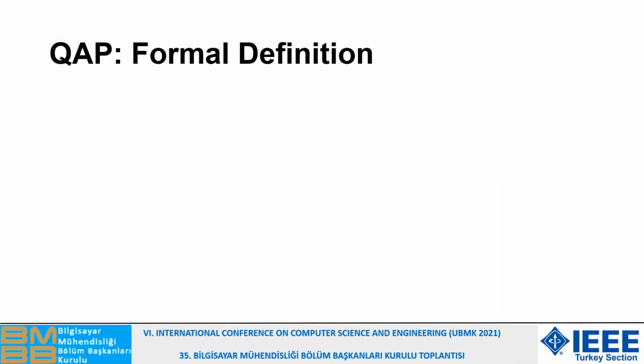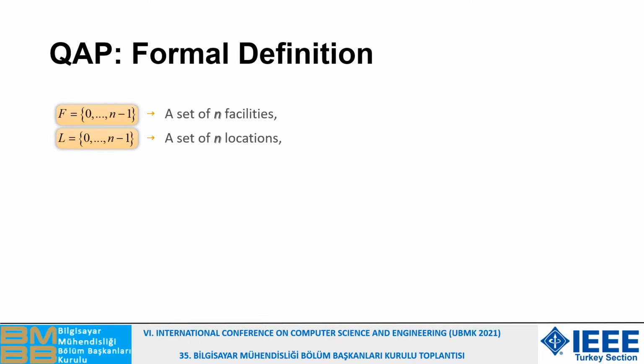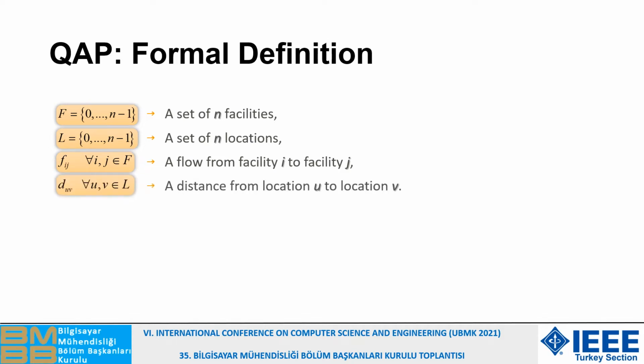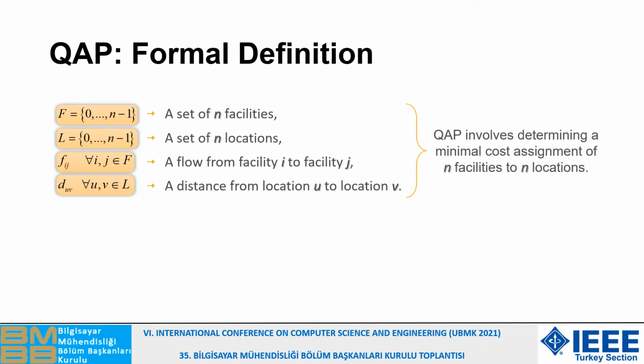Formally, we have two sets. Set F contains n facilities, and Set L contains n locations that can host the facilities. F sub ij represents the flow from facility i to facility j for all i and j in the set F. D sub uv represents the distance between locations u and v for all u and v in the set L. QAP involves determining the assignment of n facilities to n locations with a minimal cost.